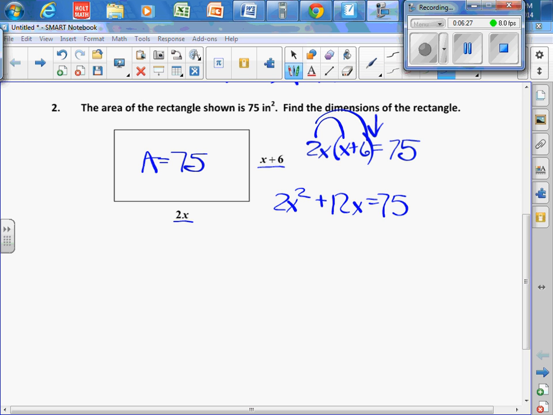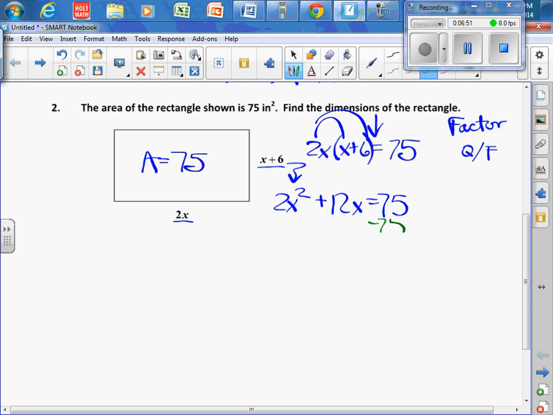Well, what kind of equation is this? Well, being x squared, we have a quadratic. Well, what does that mean to do? What do we need to do now? Well, it means we need 0 on the right side. Whether or not I'm going to factor or use the quadratic formula, I need 0 on the right side. So how can I get 0 here? Well, by subtracting 75. So I'm going to have 2x squared plus 12x minus 75 is equal to 0.